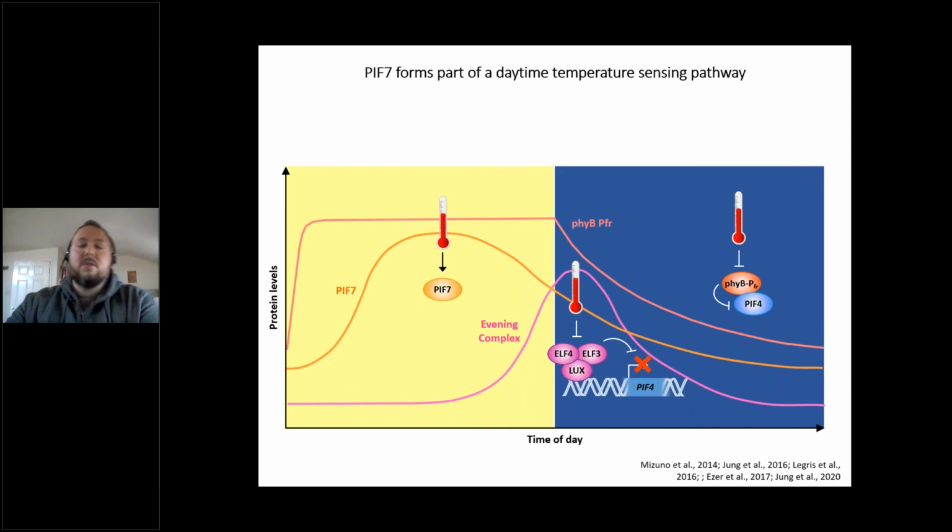And finally, I also can put this model back into our scheme of different temperature sensing mechanisms. And obviously, the hairpin can sense temperature at any given time of day. But since PIF7 transcript accumulates mainly during the day, this whole pathway seems to be mostly active at daytime, and thereby it nicely complements the other pathways which act in the evening and at nighttime.